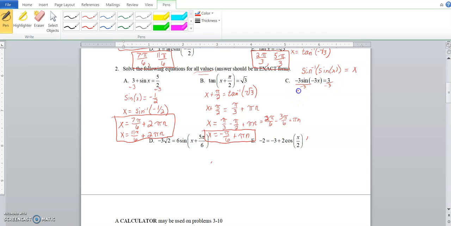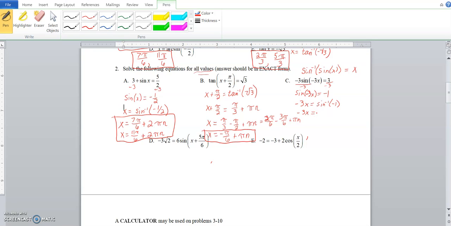So we find that sine of -3x equals -1. So now we need to take the sine inverse of both sides. So -3x is equal to the sine inverse of -1. The sine inverse of sine just leaves you with whatever's in the inside. So -3x. But what we do to one side, we do to the other. Sine inverse of -1.